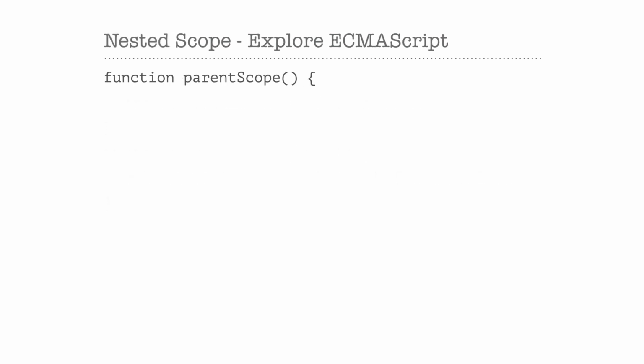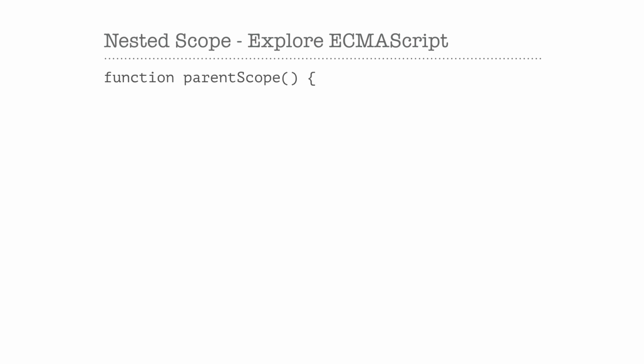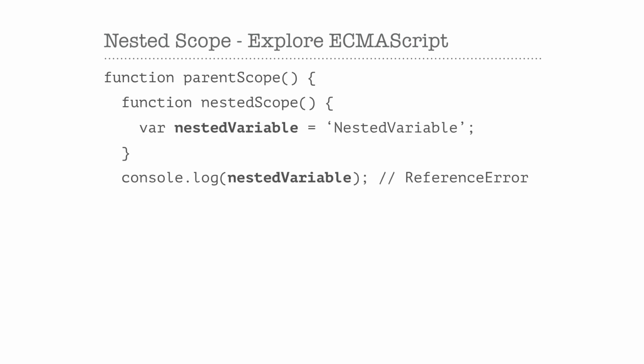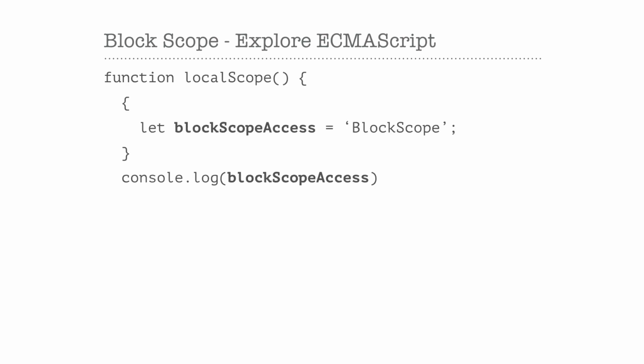Inside of a nested function, however, we can access parent scope without any problems. But from the parent function we cannot access nested scope because it will throw a reference error. Block scope is created within curly braces. When we declare let in a block scope, the let cannot be accessed outside of this scope because it will raise a reference error. The same with const. Now you know what scope is.